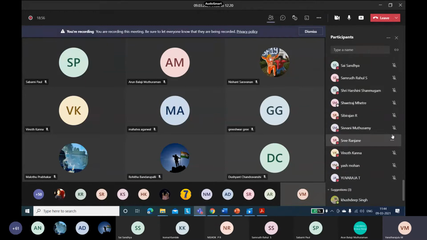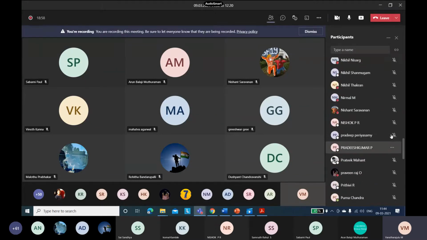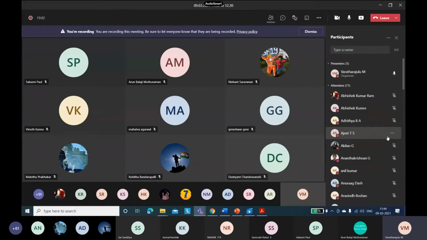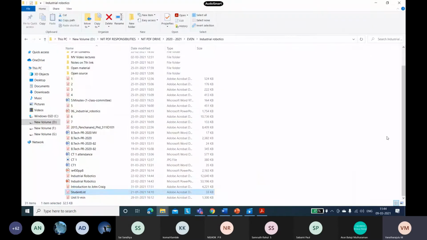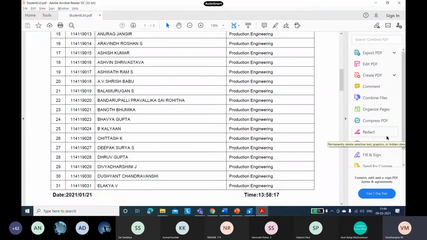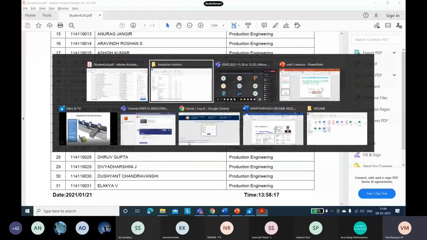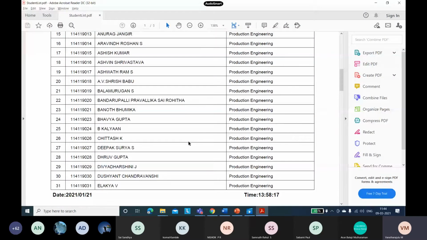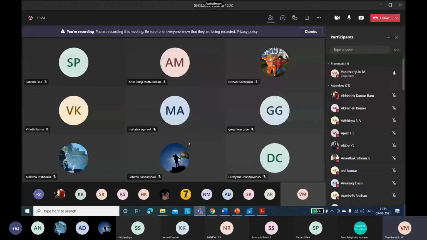For whom are we talking? That is a very big question mark. See how this is the response from your side. It is very poor and it is very unfortunate. Bhavya. Kalyan. Chitash.